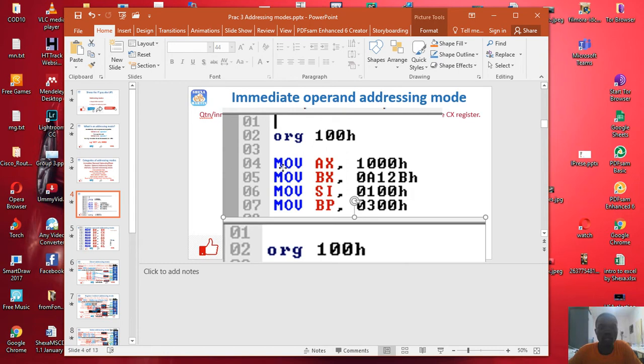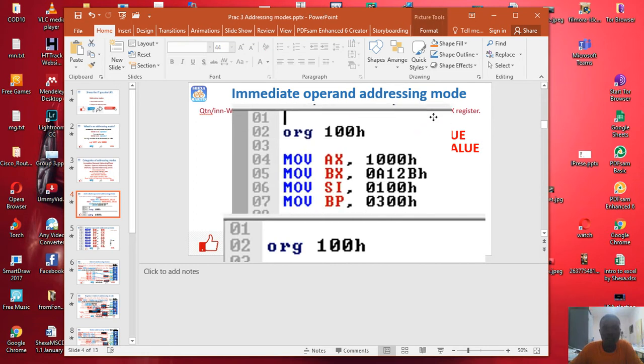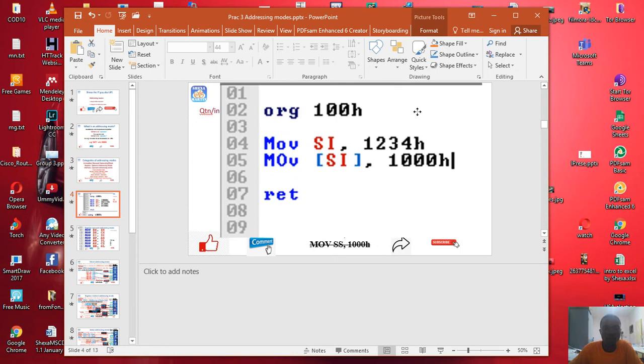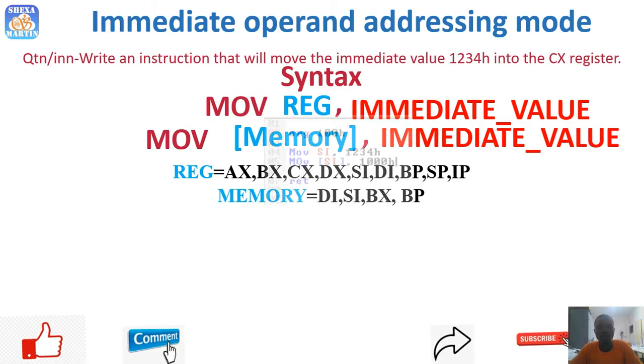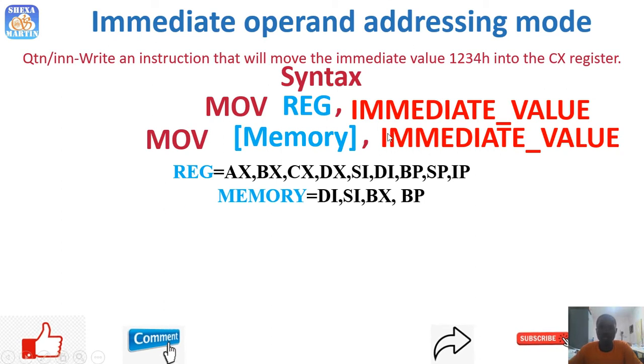So what I want to do here is change this to say immediate value, so that you can get what I'm saying. So instead of just doing that, I will do it this way. All right, so that's the move instruction, and that's the immediate addressing mode. When we want to apply this second syntax, where we are moving an immediate value into memory, we said that in place of the memory operand, we can use DI or SI or BX or BP. You know what I'm saying? All right, so that's it.